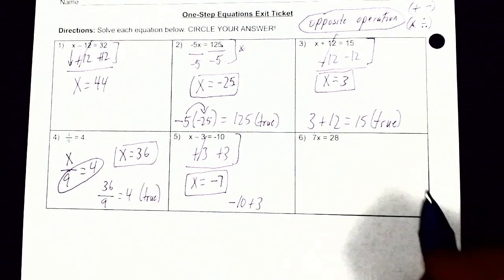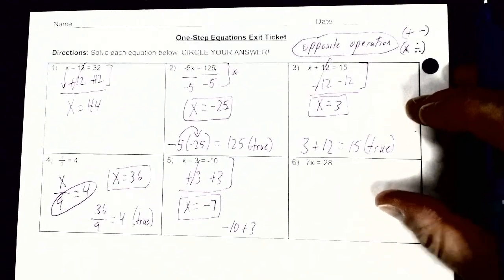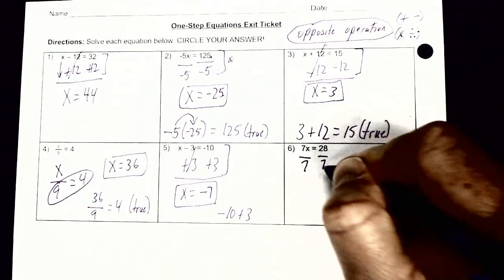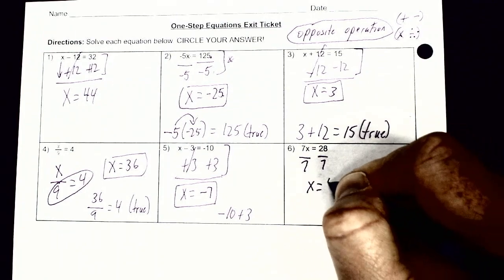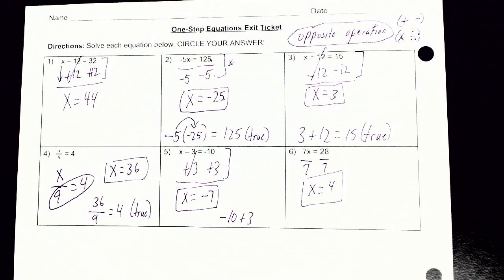Okay, one last one. This is a multiplying equation. Going back to our notes, the opposite of multiplying is division. I'm going to divide by 7. Okay, so there's your one-step equations. Now we're going to flip over and go to two steps.